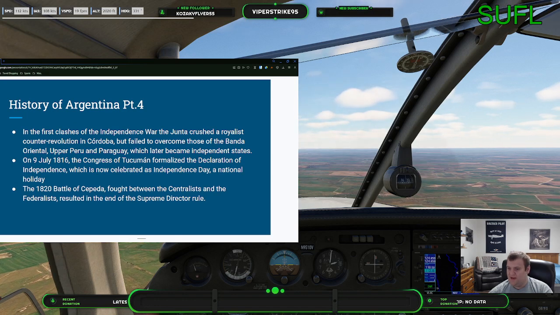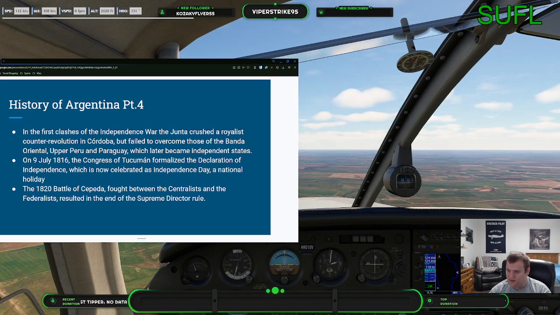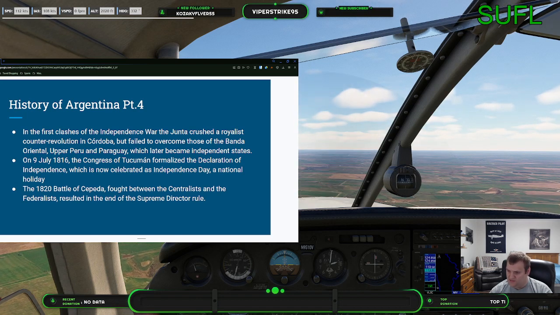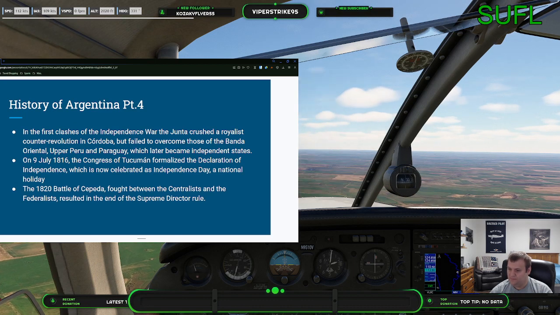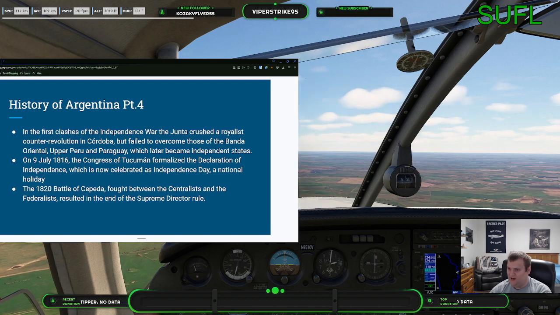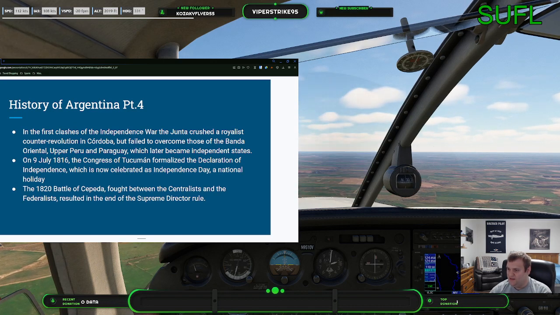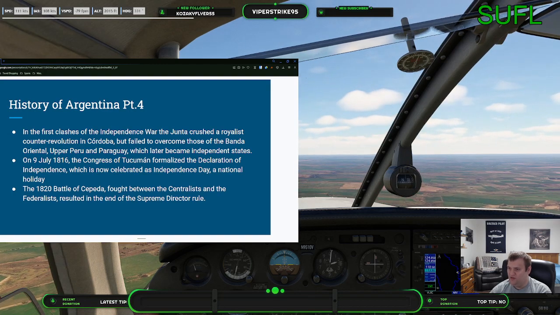In the 1820 Battle of Cepeda between Centralists and Federalists, it ended the Supreme Director rule and led to a more centralist constitution in modern Argentina. And there were conflicts between the Centralists and Federalists throughout the entirety of the 1830s, until the Federalists won and produced the modern constitution.